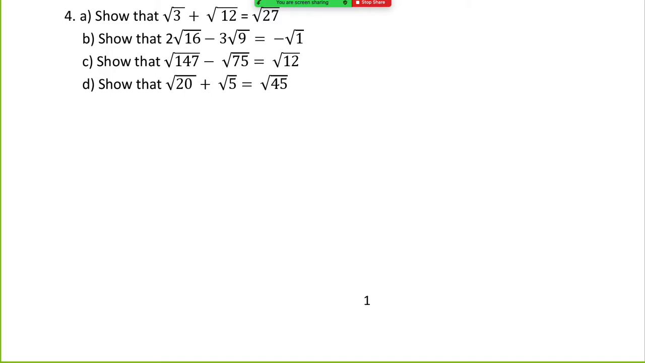In this question, we're going to show that a radical expression is equal to just a radical value. Okay, so we can probably jump through each of these a bit quickly. We'll take a look at a here.